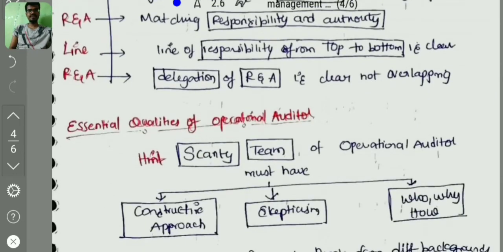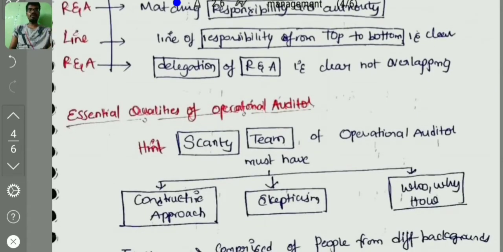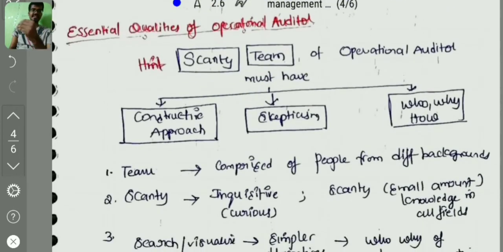And coming to our next topic, what are the essential qualities of an operational auditor? We'll give just a hint for remembering the five points: SCANTY. The team of operational auditors must have a constructive approach, skepticism, and a who, why, how approach. What is a team?